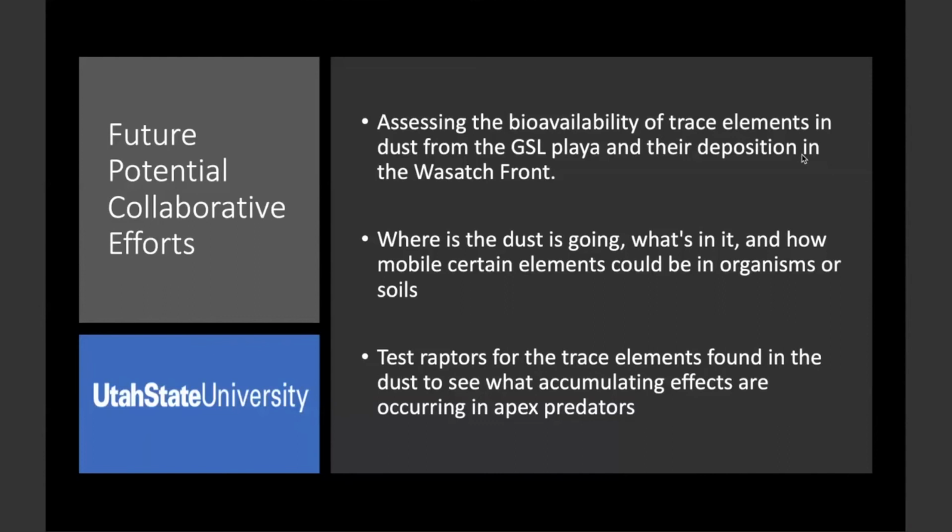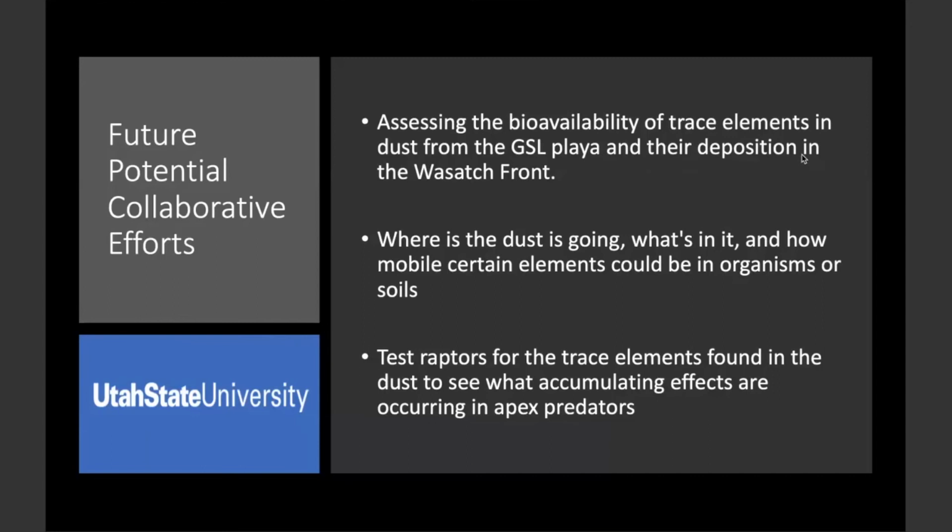So basically, she can put out these fancy sensors that say, okay, this is how much dust is occurring in the area at this location. These are the elements that are attached to this dust, and this is what's potentially available in the environment.